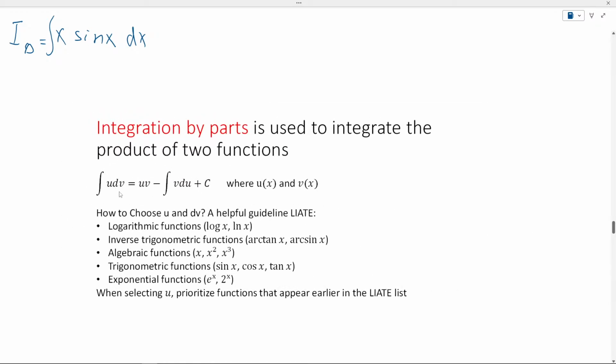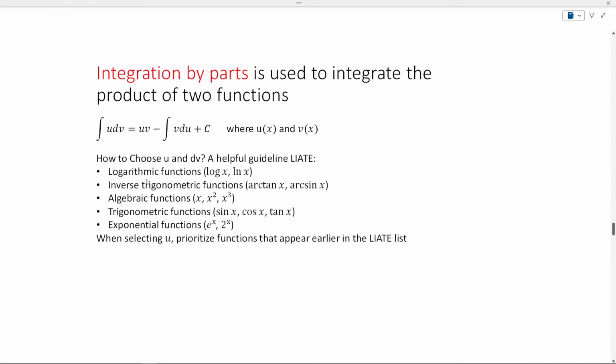So this is the integration by parts. You have your u and your dv. So basically, how to choose your u and dv? You just follow this. Algebraic functions precede trigonometric functions. So this means my u should be the x squared, since it precedes this, and my dv would be this sine function. Yeah, that's how to do this.